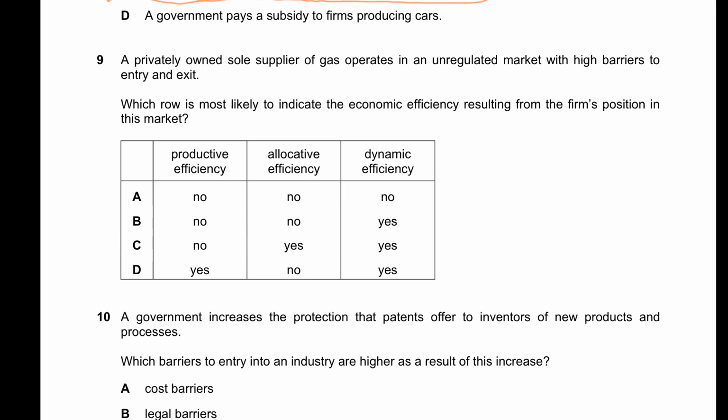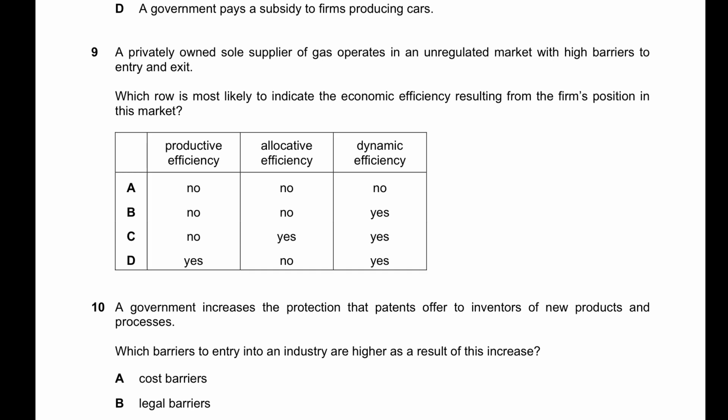For number 9, they say a privately owned sole supplier of gas operates in an unregulated market with high barriers to entry and exit. Which row is most likely to indicate the economic efficiency resulting from the firm's position in this market? In this case, we can see that a monopoly is being formed because it's a privately owned sole supplier, which means when you are a monopoly in a market with high barriers to entry and exit, you will basically follow MC equals MR, which would mean you will not be allocatively efficient, which is basically where price equals marginal cost.